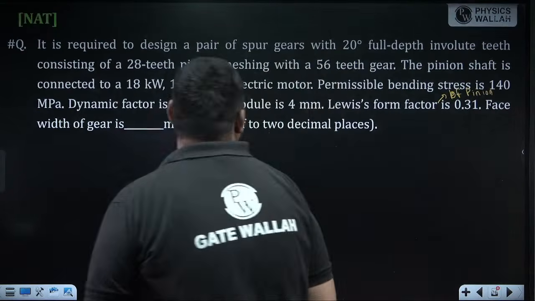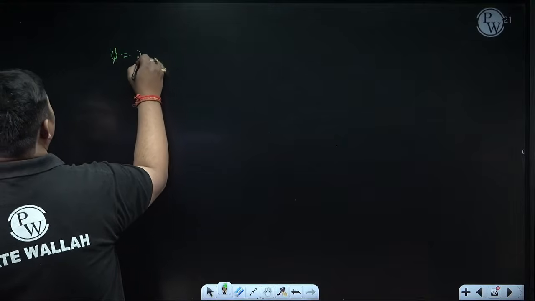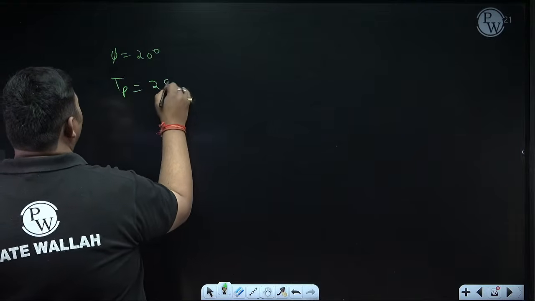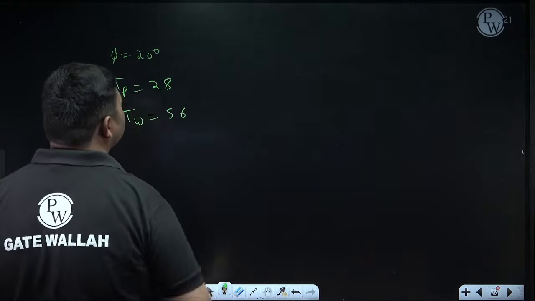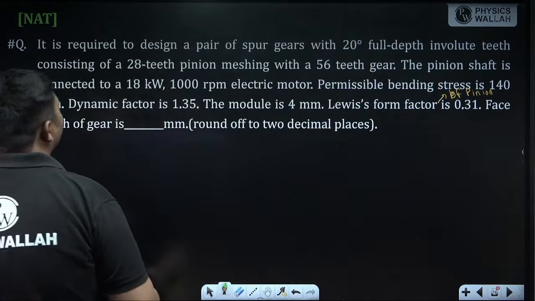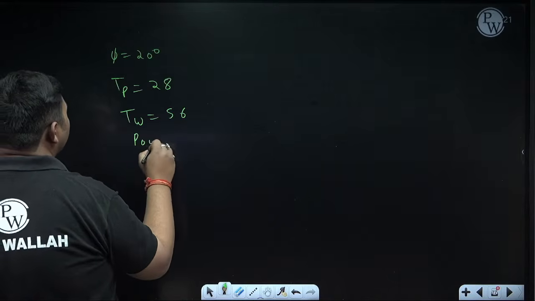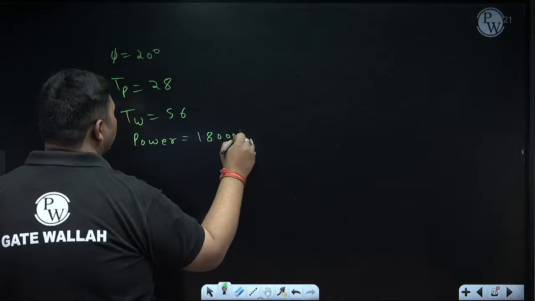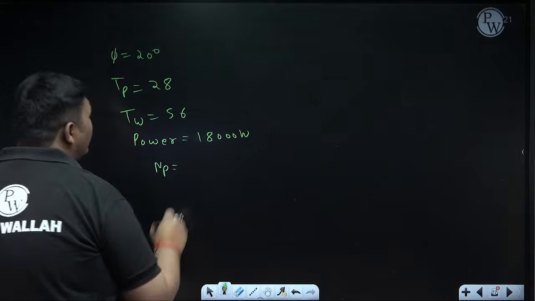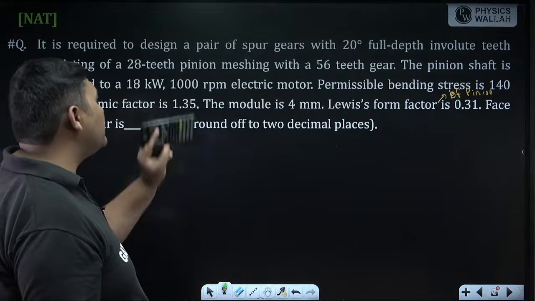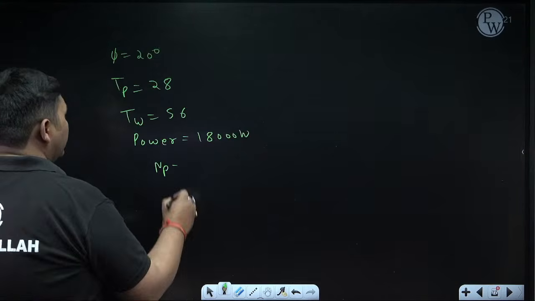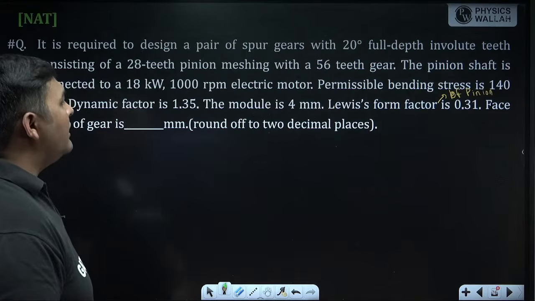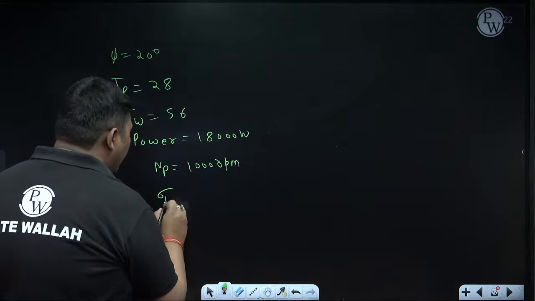See, first I am writing the given data. In this question, pressure angle is 20 degree. Number of teeth on pinion, that is TP, is 28, and number of teeth on the wheel, the larger gear, is 56. The pinion shaft is connected to 18 kilowatt power. See, power will be the same whether it is pinion or wheel. 18 kilowatt, in watt it will be 18,000 watt. And this is the speed of the pinion, because it is the speed of the shaft on which the pinion is mounted. It is 1000 rpm, so I am denoting it as NP. Now permissible bending stress is 140 megapascal.